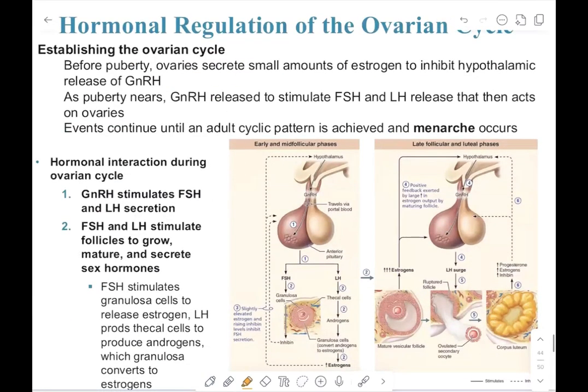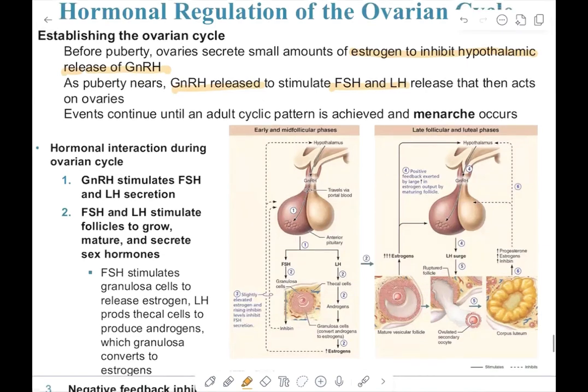This slide is showing the hormonal regulation of the ovarian cycle. Before puberty, the ovaries secrete small amounts of estrogen to inhibit hypothalamic release of GnRH. But as puberty gets closer, the GnRH is going to be released to stimulate FSH and LH release that acts on the ovaries.